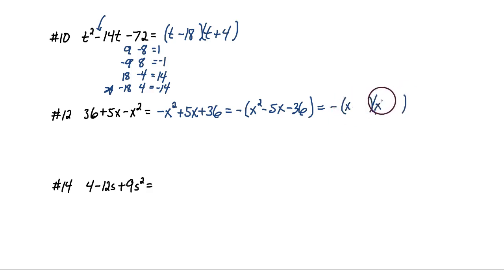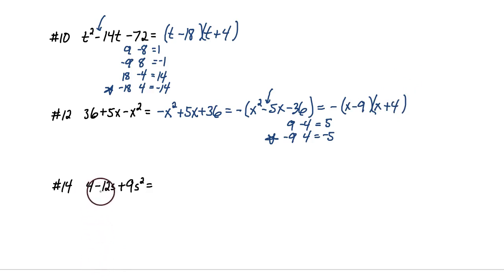X times x is x squared. We want two numbers that multiply to negative 36. 9 times negative 4, or negative 9 times positive 4. There are more choices, but let's see what these combine to. 9 and negative 4 add up to 5. Negative 9 and 4 add up to negative 5. It's this pair that we want because this term is a negative 5x. So fill in the minus 9 and the plus 4.